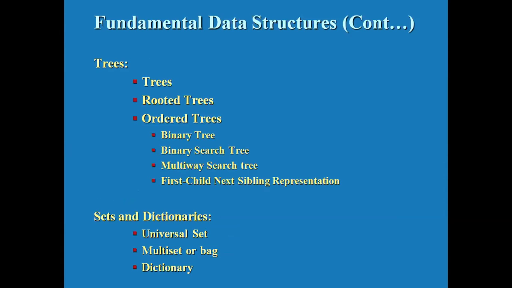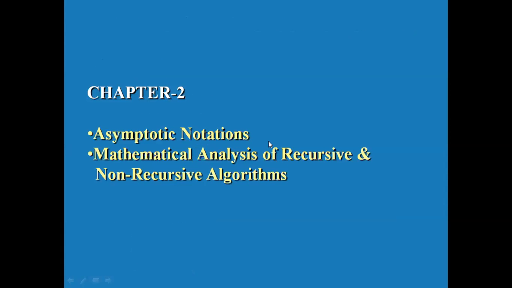In trees, rooted as well as ordered trees. An ordered tree can be a binary search tree, multi-way search tree, or first child, next sibling representations. Sets and dictionaries: say universal set, multi-set, or bag dictionary.